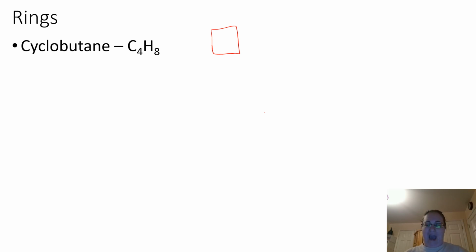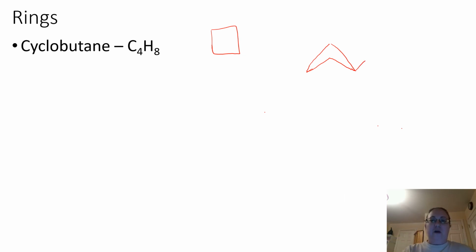So what actually happens in this structure to relieve a little bit of that strain is it's going to adopt what we call a puckered shape. With this puckered shape, two of the carbons are going to be in a different plane than the other two carbons. So I'm going to draw this nice little puckered shape. You can think about it as those two carbons in the middle being higher than the carbons I have on either end.